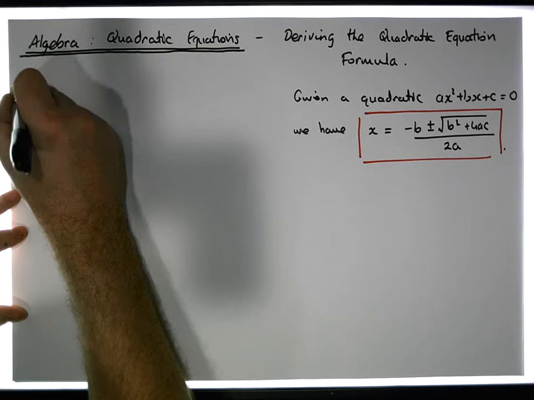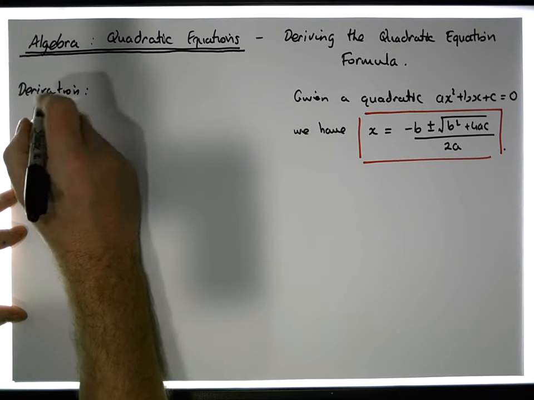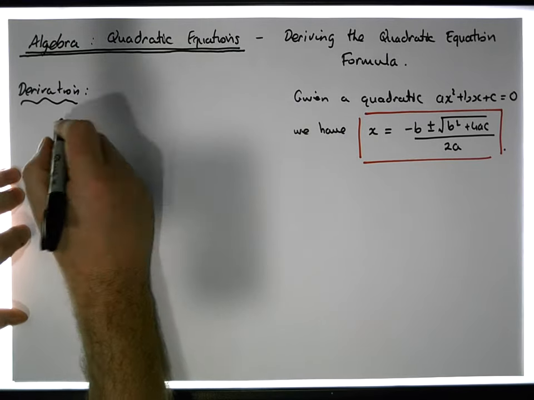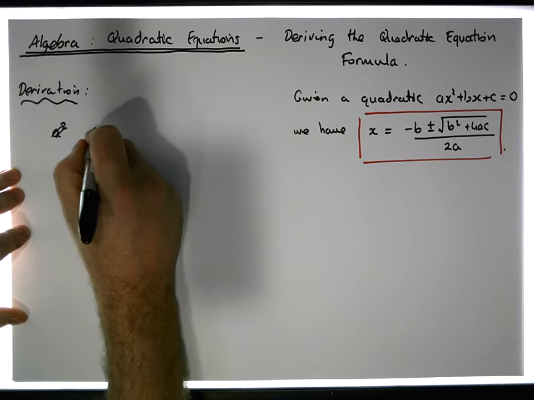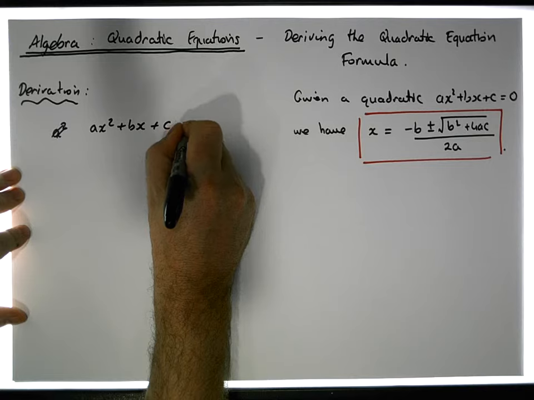Here's our derivation over here. So let's have a look at the quadratic itself: ax squared plus bx plus c is equal to 0.